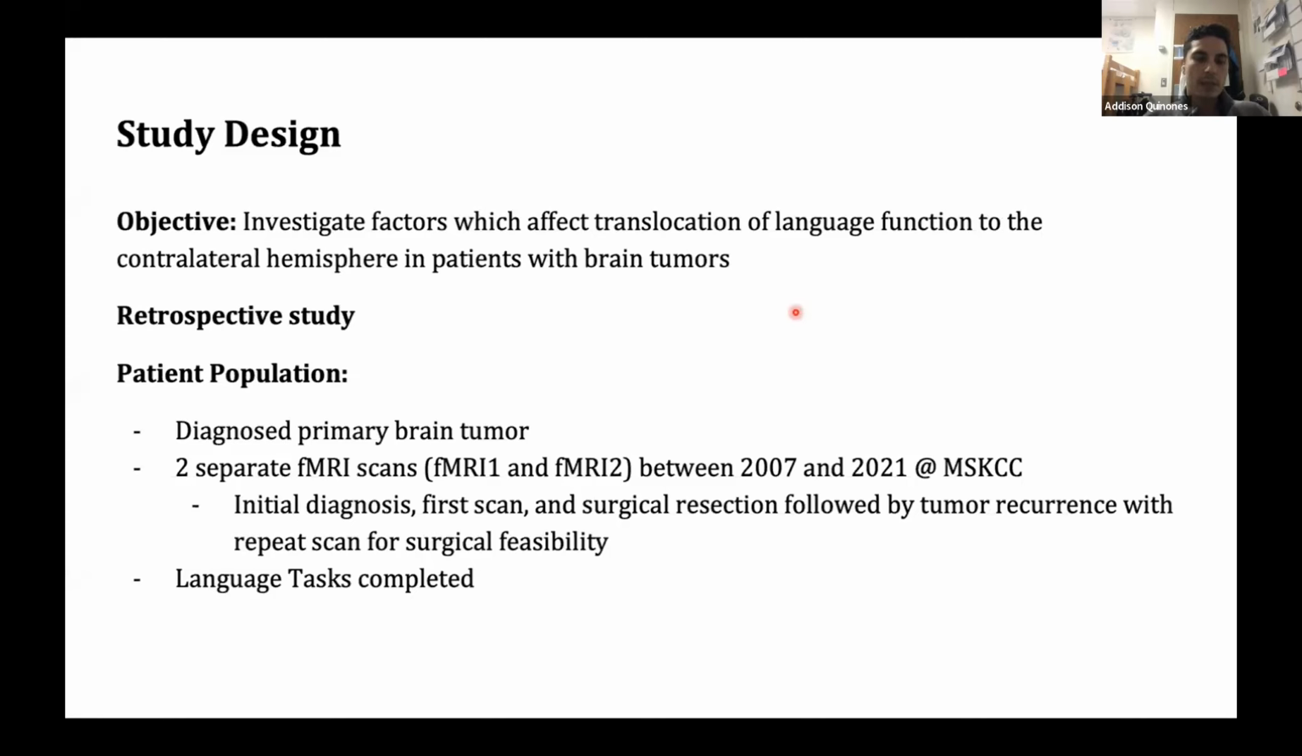Our patient population consisted of those patients diagnosed with a primary brain tumor who had two separate fMRI scans between 2007 and 2021 at MSK. So all these patients had an initial diagnosis, a first scan followed by surgical resection, unfortunately followed by tumor recurrence with a repeat scan for further surgical feasibility. And lastly, they all had to have completed a language task paradigm for their functional fMRI.